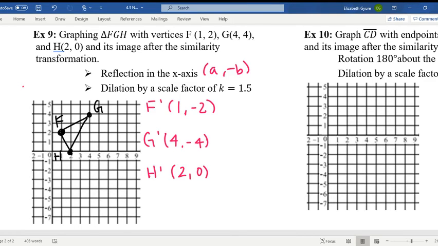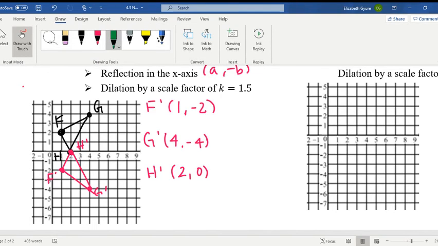All right, let's graph it. Let's make sure it still looks good. So 1, negative 2, 4, negative 4, and 2, 0. That stayed. So there was F prime, H prime, and G prime. Does that look like a nice reflection over the x-axis? Yeah, checking it or graphing it is just a really good way to check your work as you go.